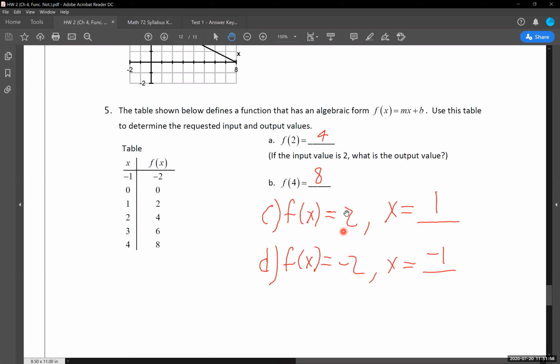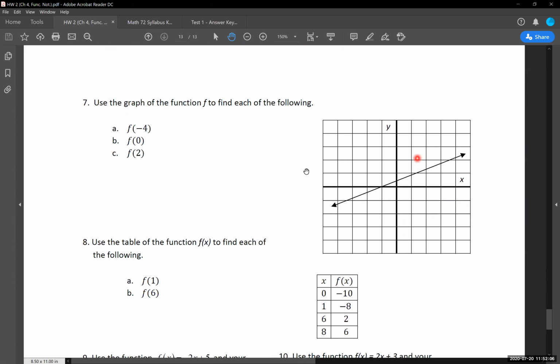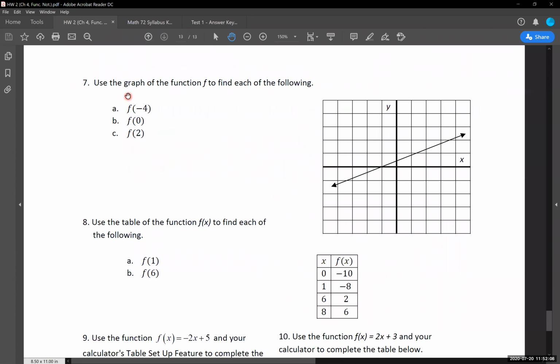So I'm going to clear these parts out. I'll move us over to our next series of parts with this. And okay, so we're told to use the graph of the function to find each of the following. And I'm looking at this, and we're going to be approximating these things over anything else because this is not a particularly nicely drawn one.